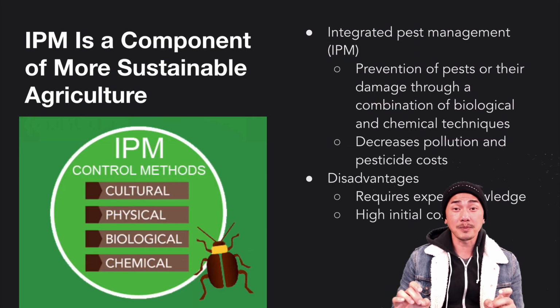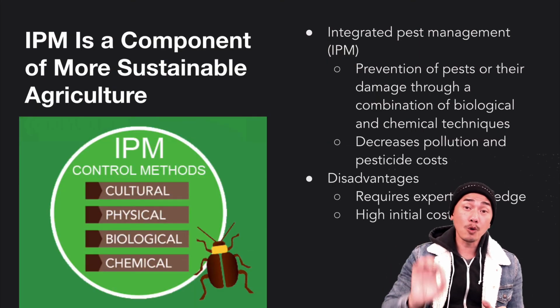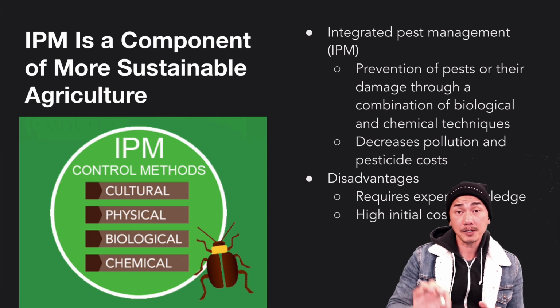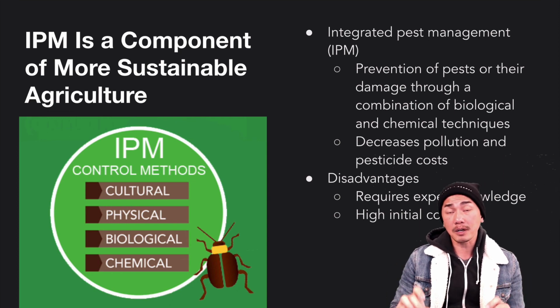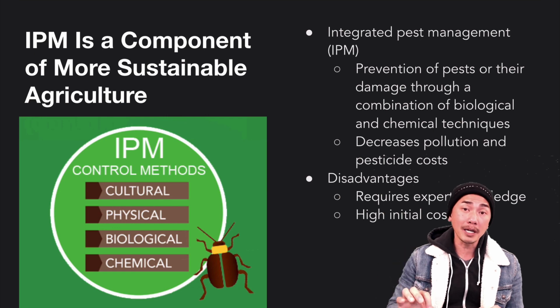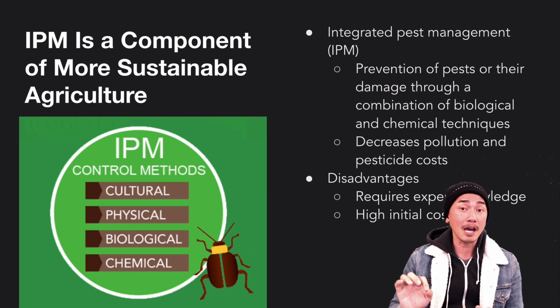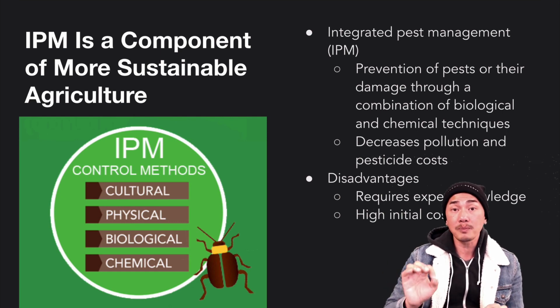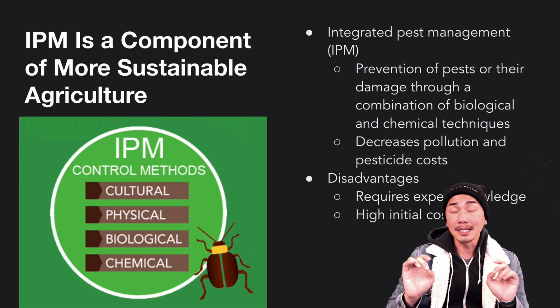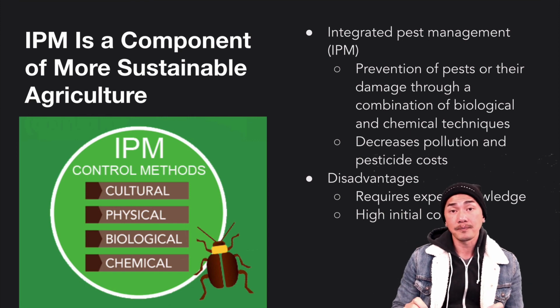Integrated pest management, or IPM, is a more sustainable approach to pest management because it includes a combination of both biological and chemical techniques to prevent pests and the damage they cause. Because it doesn't depend only on pesticides, it allows us to decrease pollution and pesticide costs. It does have its disadvantages. It requires expert knowledge and has higher initial costs.